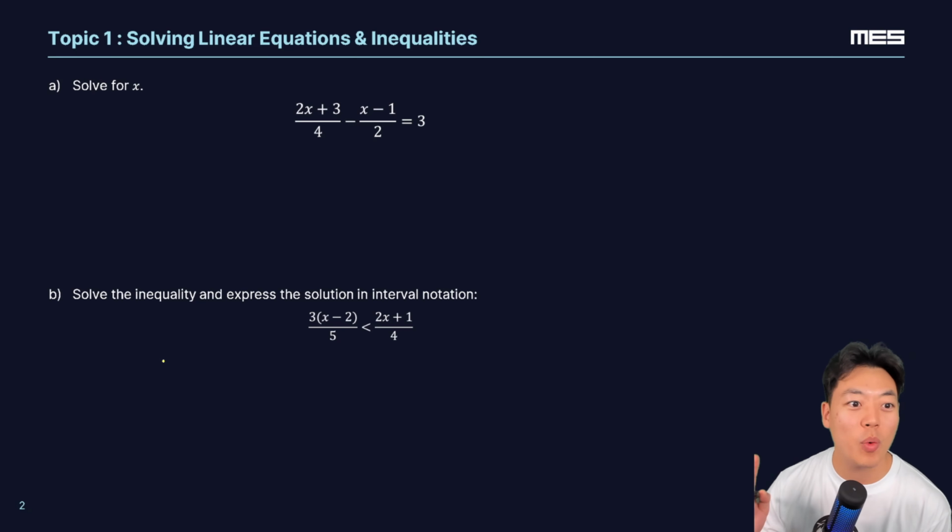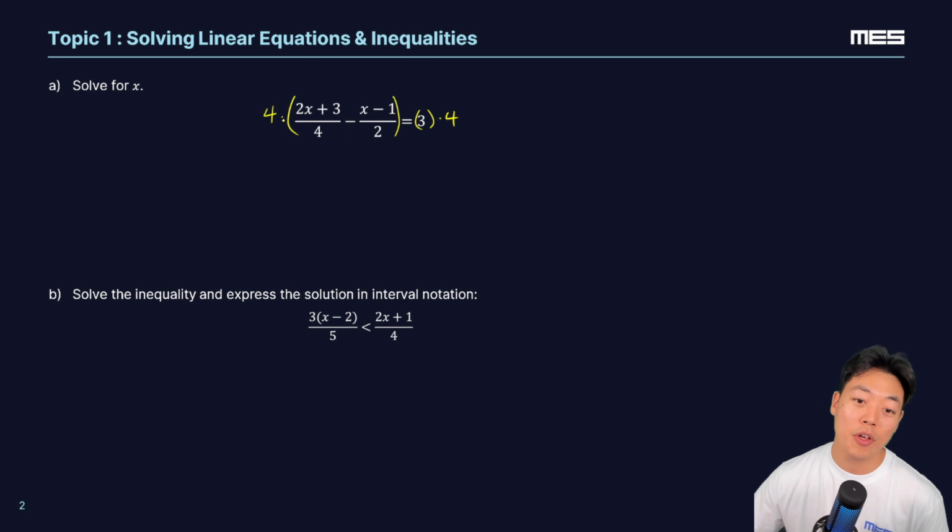In part A, we want to solve for x, and the first thing I want to do here is get rid of these denominators. So the first thing I'll do is multiply both sides by a 4. Now another way to do this problem is to find common denominators on the left side, but I tend to want to not work with fractions. So this is the way that I do it.